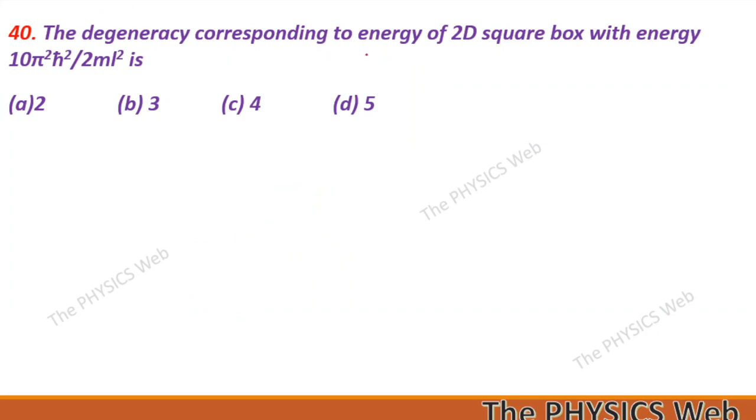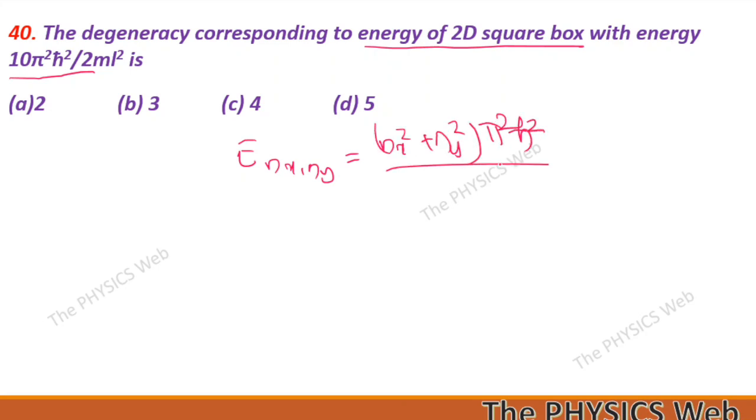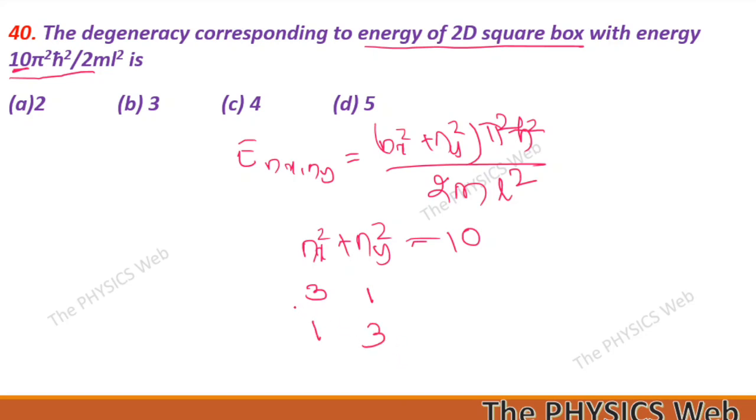The degeneracy corresponding to the energy of a 2D square box with energy 10π²ħ² by 2mL² each. Okay, so you can see for a 2D box, energy is given by nx² plus ny² times π²ħ² by 2mL². And the total energy here is given as 10. So nx² plus ny² will be 10 only when the values are like (3,1) and (1,3). So here the degeneracy will be 2. So A is your correct option.